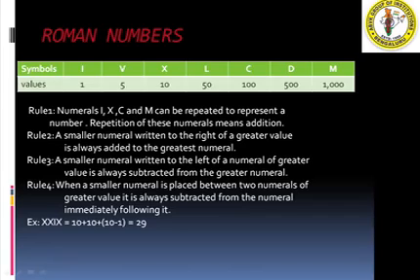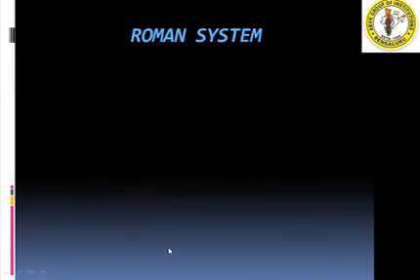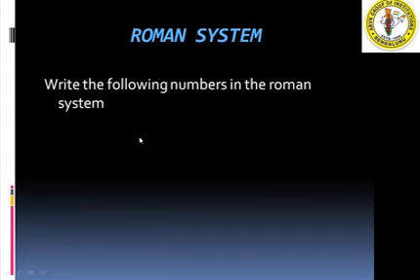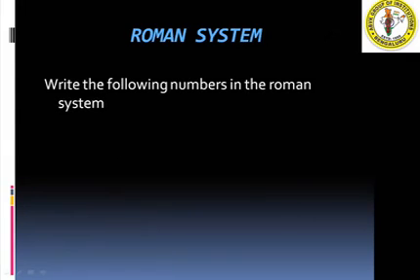Now I hope you understood how to write the Roman numbers. Let us see some examples for this, how you have to write. Here I have given some numbers. See here, write the following numbers in the Roman system. How are you going to write? See here, you have the example 26.